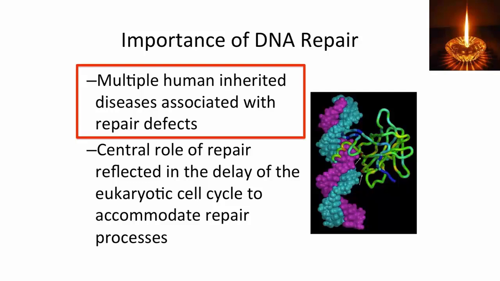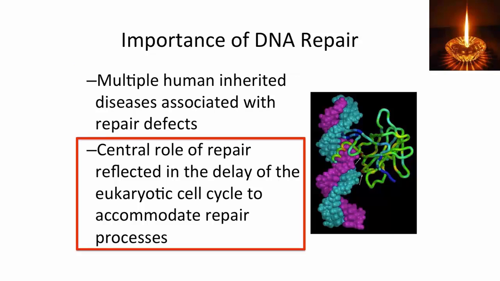So again, why is DNA repair so important? Well, in part, multiple human diseases that are inherited come because of repair defects that result in altered base pair changes. In addition, the central role of the repair process is reflected in the delay of the eukaryotic cell cycle in order to accommodate repair processes, in order to accommodate the completion of restoring the DNA to its original state.